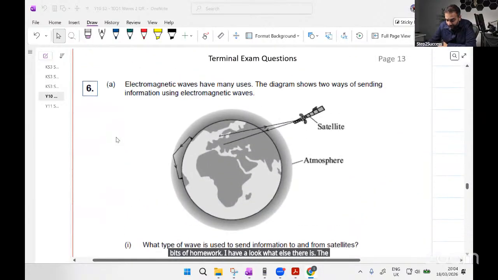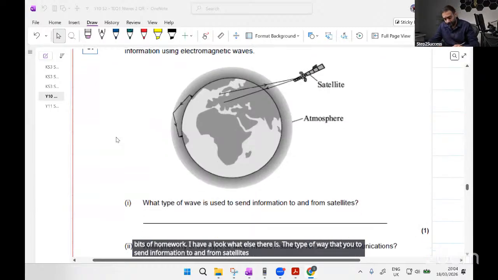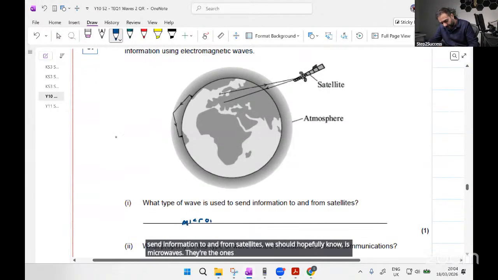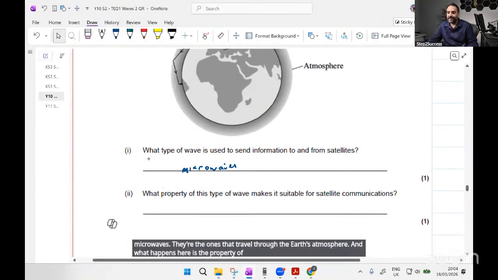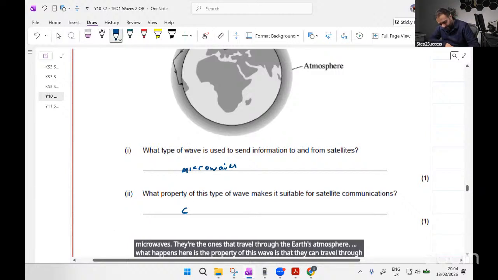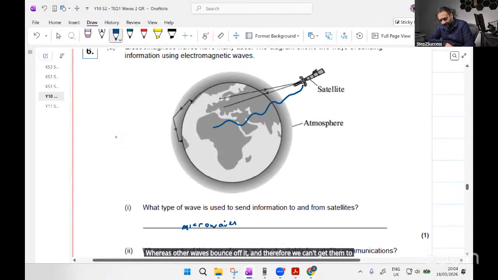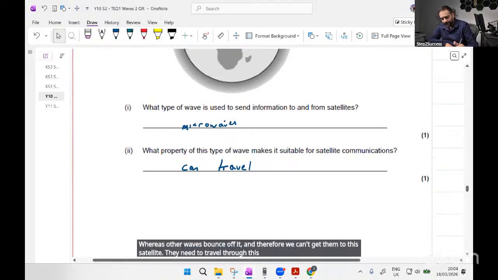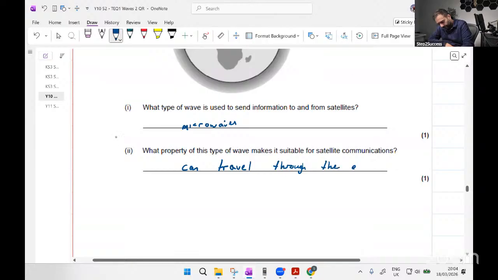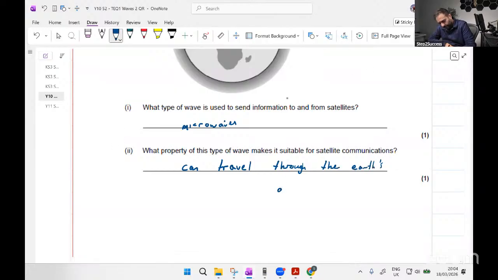The type of waves used to send information to and from satellites, we should hopefully know, is microwaves. They're the ones that travel through the Earth's atmosphere. The property of this wave is that they can travel through the atmosphere, whereas other waves bounce off it, and therefore we can't get them to the satellite. They need to travel through this atmosphere to be able to reach the satellite. So microwaves are the ones that do that.